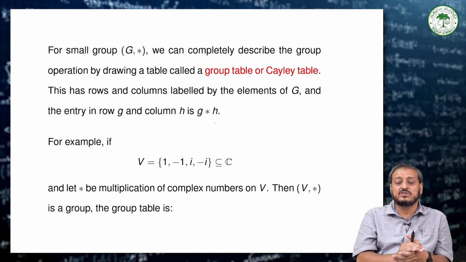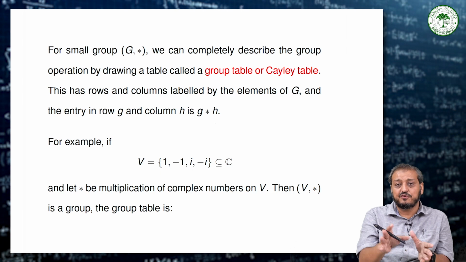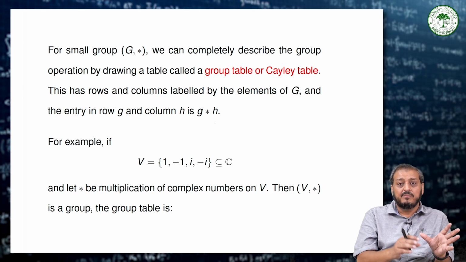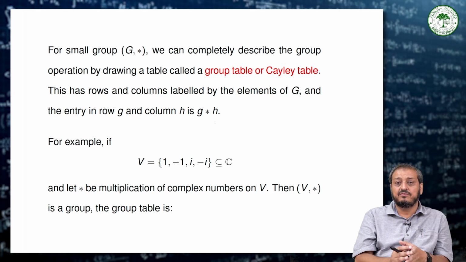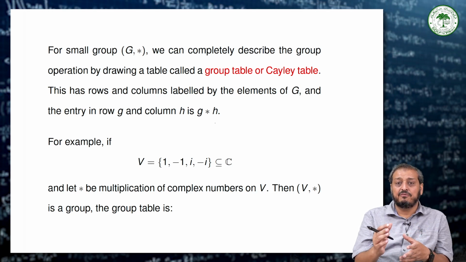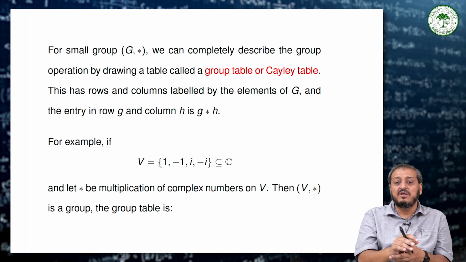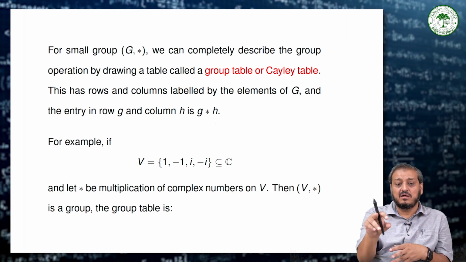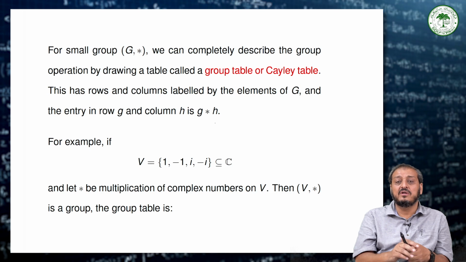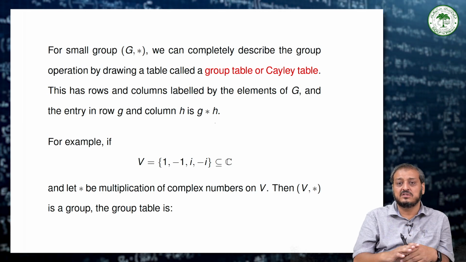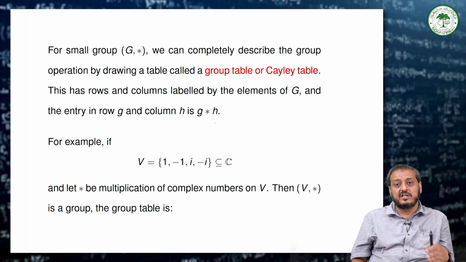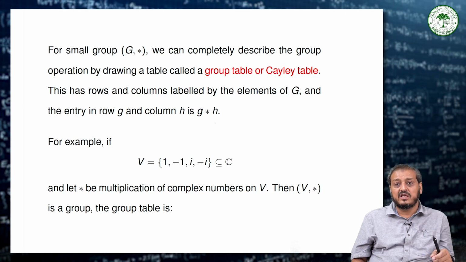we take {1, -1, i, -i}, and this is a subset of the complex numbers, and the binary operation we use is multiplication of complex numbers on this set V. Then this V under multiplication as the binary operation forms a group. I just previously showed that. Now how do we represent this group in table form, or we can say a Cayley table.